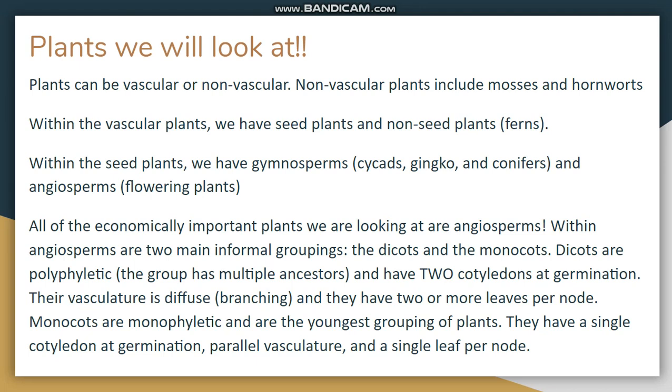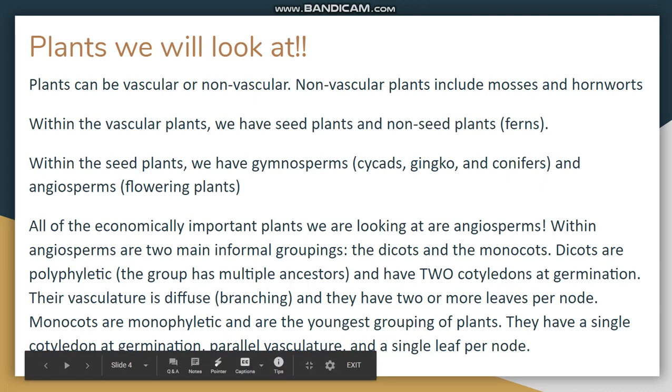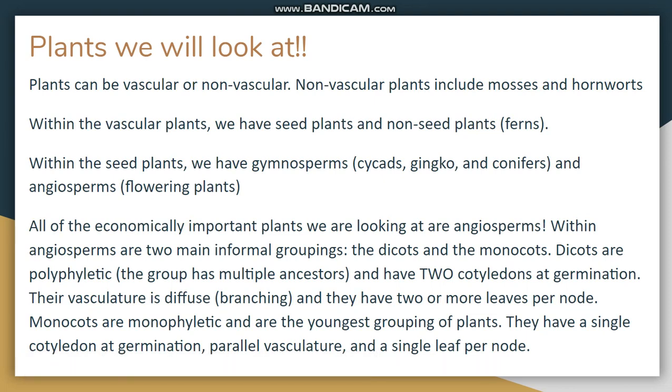Within the seed plants, we have two phyla: the gymnosperms and the angiosperms. The gymnosperm phylum is known to have a number of primitive vascular plants like cycads, ginkgo, and conifers, which are your pine tree and your spruce and your fir and things like that. Please note that when something is called a conifer, it doesn't mean that it's evergreen.